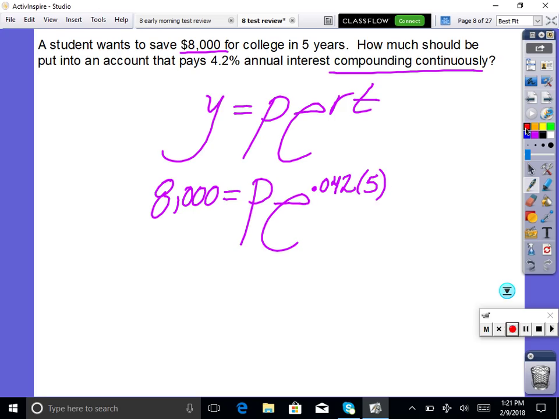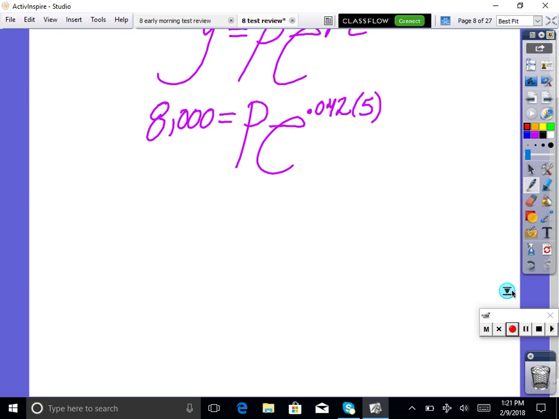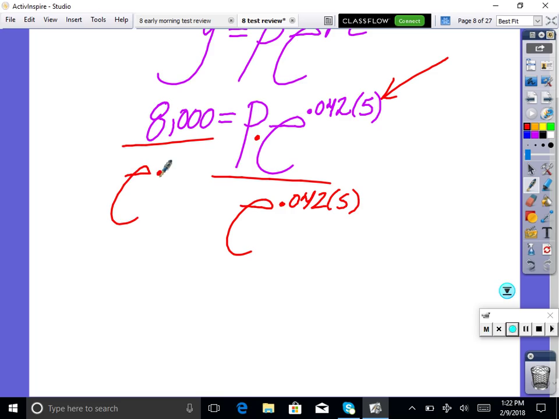Now a lot of people think that they need to solve by calculator here, and you don't. This is p times e raised to all that stuff. So notice, to get p alone, what you're trying to solve for is p. Your variable is not stuck in an exponent. So we just have to get p alone. So we would divide by e^(0.042 times 5) to both sides.